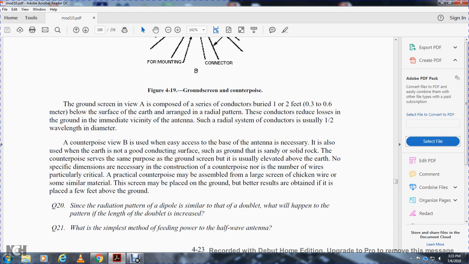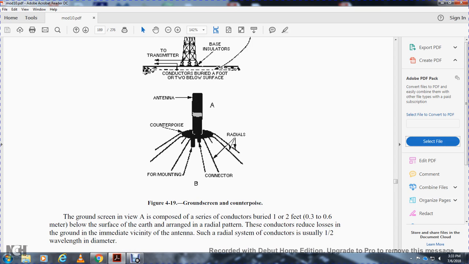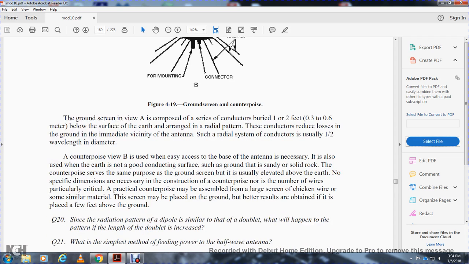Your ground screen in view A is made with a component, a sphere with the conductor buried 1 to 2 feet below the surface of the earth. The arrangement of the radial pattern of the conductor may be reduced to the loft of the ground within the immediate vicinity of the radial system. The conductor is usually one half of the wavelength of the diameter.